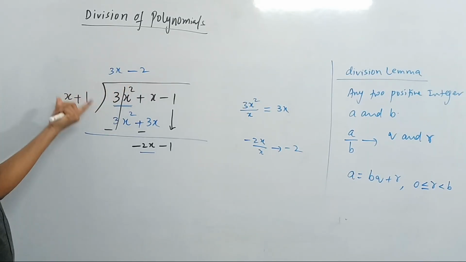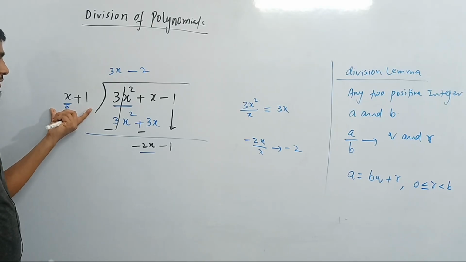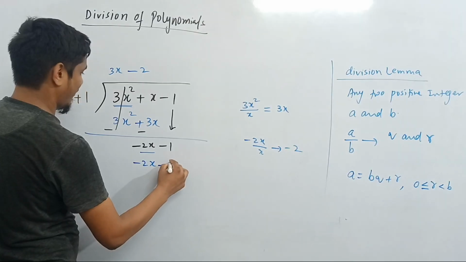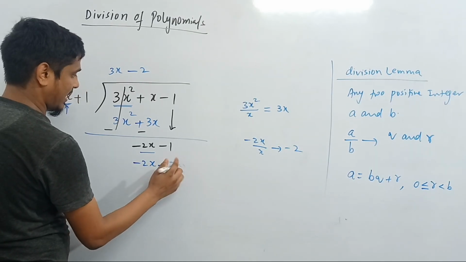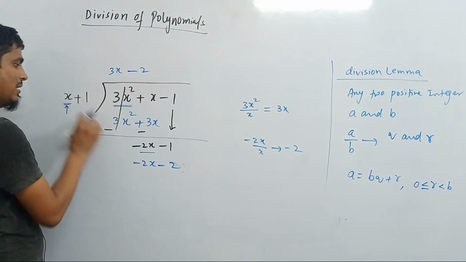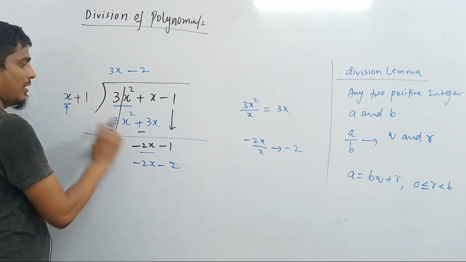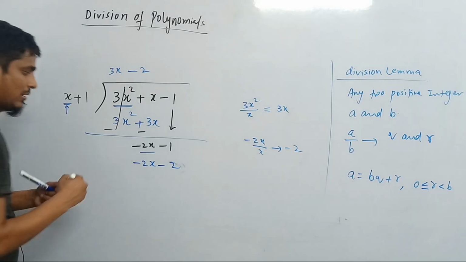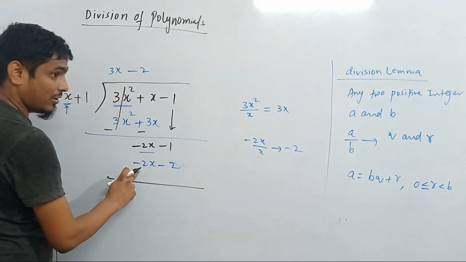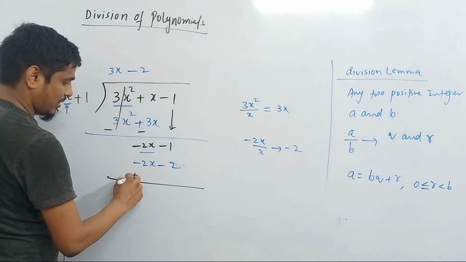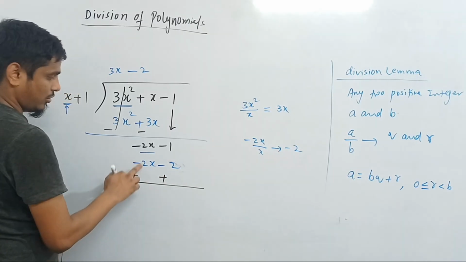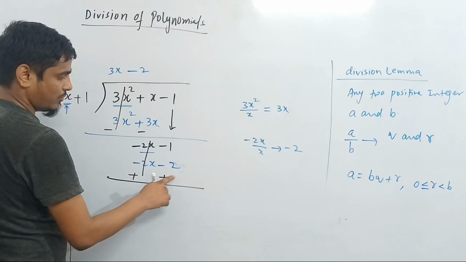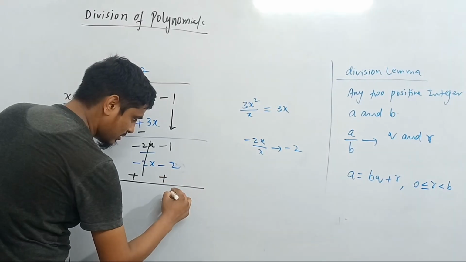This -2 is going to multiply with both of these terms. So once we multiply this, we'll get -2x and -2. When we multiply -2 with x, -2x, -2 with 1, that is -2. Again subtract this. So for subtracting we need to revert the sign, minus goes to plus and this minus to plus. So this minus 2x and this plus 2x got cancelled. This is -1, this is plus 2. -1 plus 2 is what? Plus 1.